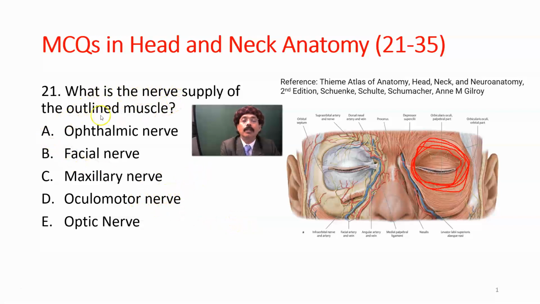What is the nerve supply of the outlined muscle? This is the outlined muscle. What is this muscle? This is the orbicularis oculi muscle. What are the choices? Ophthalmic nerve, facial nerve, maxillary nerve, oculomotor nerve, optic nerve. What is the answer? This is a muscle of facial expression. So the answer should be facial nerve.